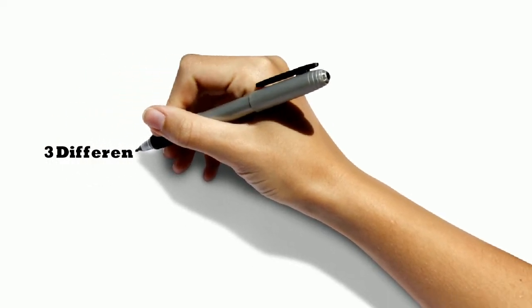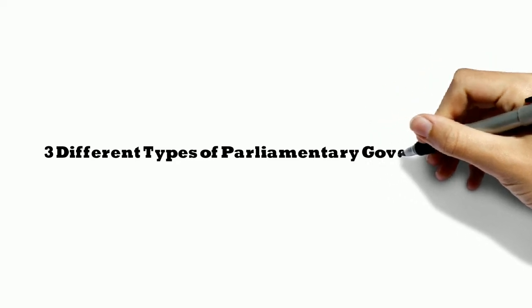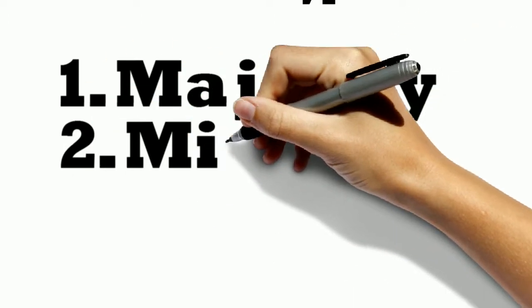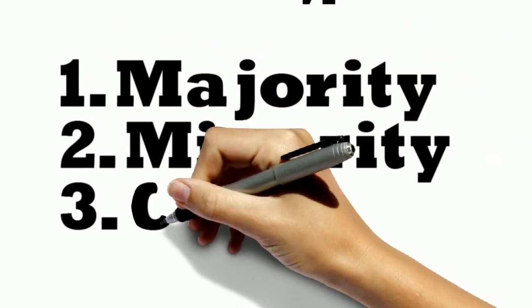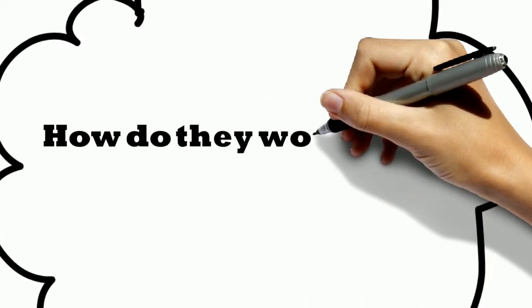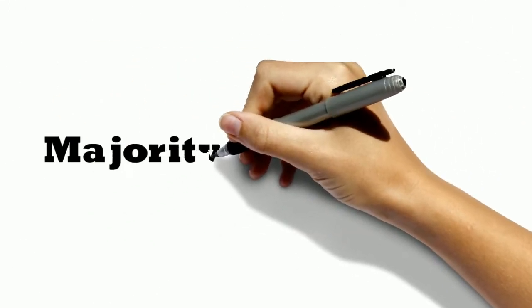Hey, did you know that there are 3 different types of parliamentary governments? If you didn't, here they are: majority, minority, and coalition. In each type of government, I'll expound on how they work and how it affects governing. Let's start off by talking about majority government.